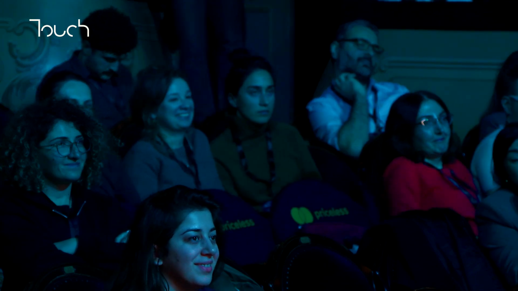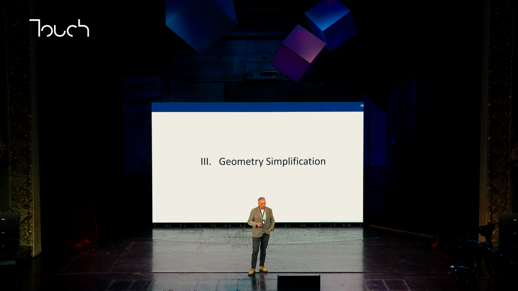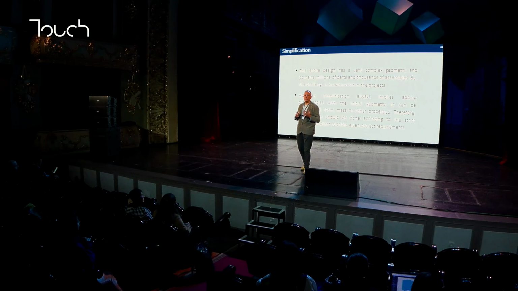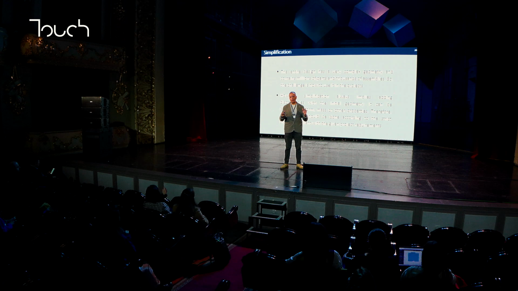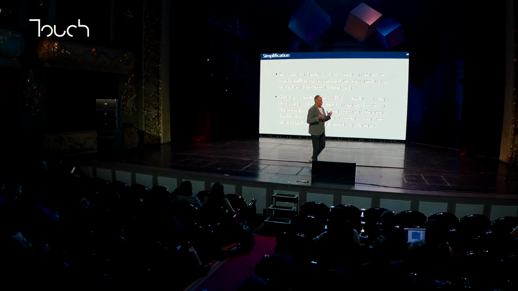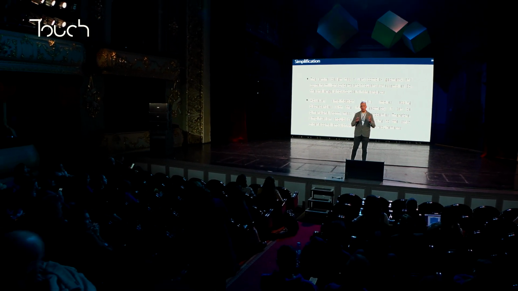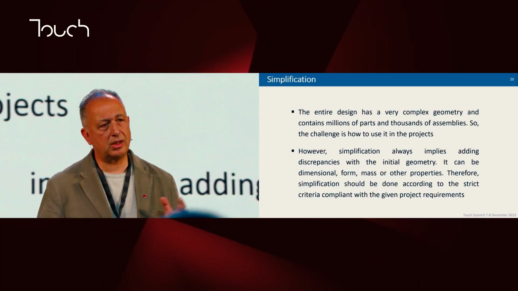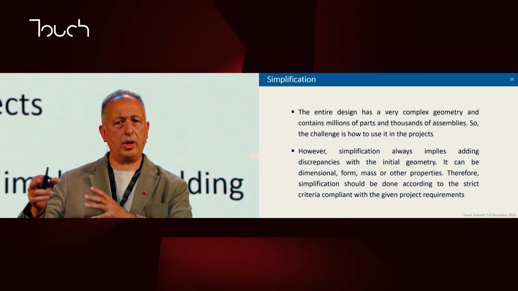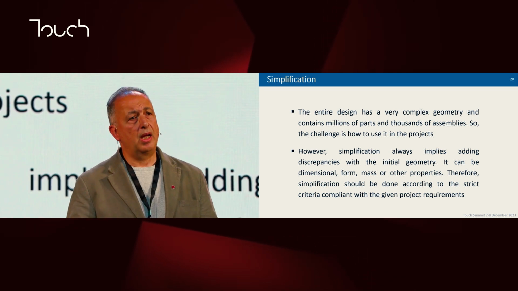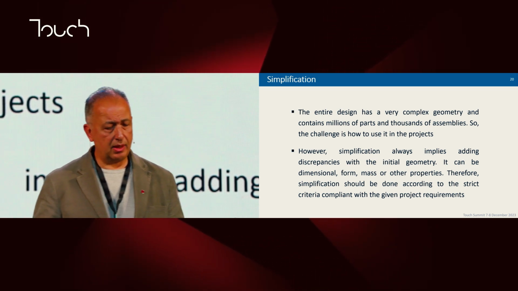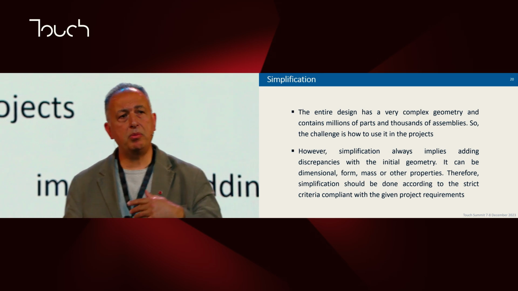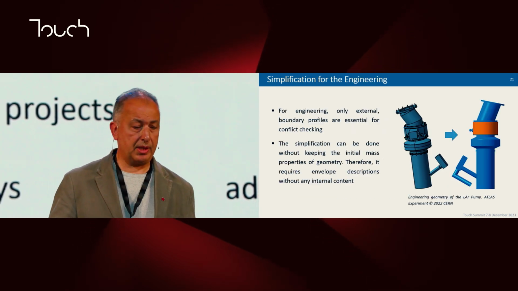So now another challenge is the simplification. Okay, we have the good geometry, we finally migrated everything, but the question is how to use it. Because this is very huge geometry, and the question is how we can use it. And it looks like you cannot take this geometry and use it somewhere in your particular projects without simplification. And to simplify means that you have to remove something. But if I remove something, it depends.